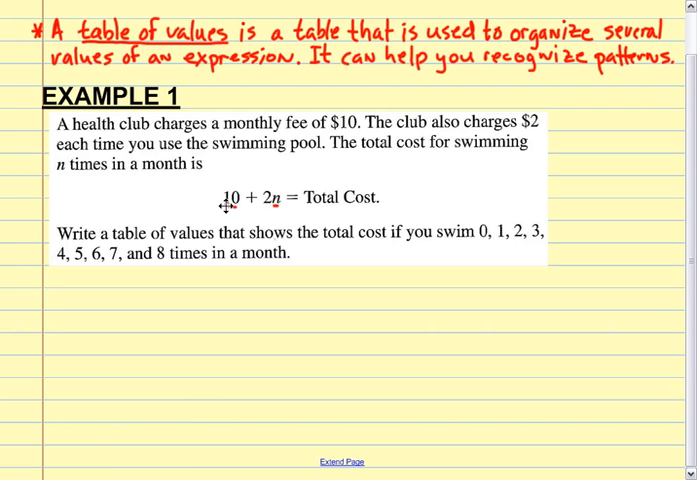If you go swimming one time, it costs you $10 to be a member for that month, plus 2 times 1 time swimming. So that's going to be $12. This says write a table of values that shows the total cost if you swim 0 times, 1 time, 2 times, 3 times, 4, all the way to 8 times in a month. So we're going to draw a table of values.